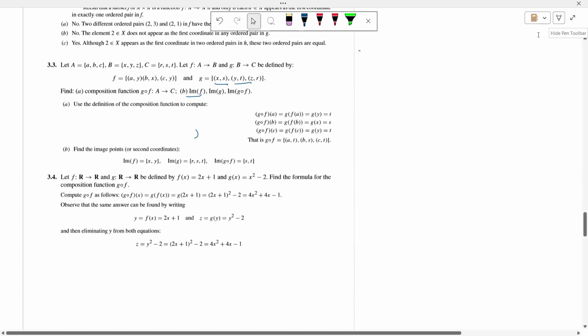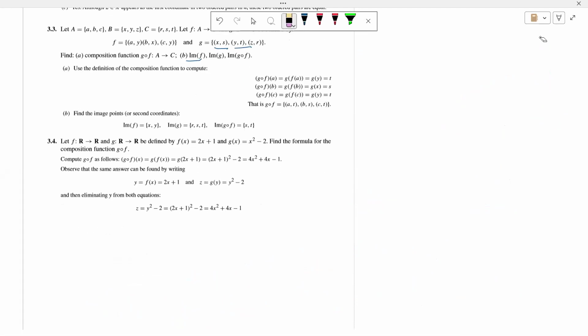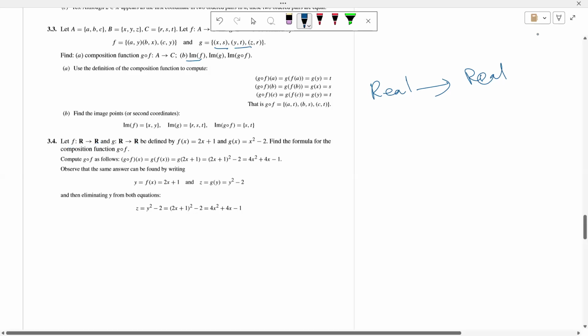Okay, the third question. So now there is a function from R to R. Similarly, there is another function from R to R. R means a real number. So there is a function from real number to real number. It means the domain is a real number, and the codomain is also a real number. That is what they are explaining by this R to R.